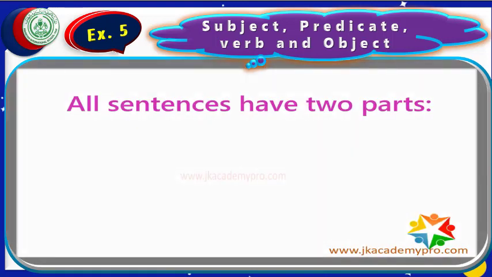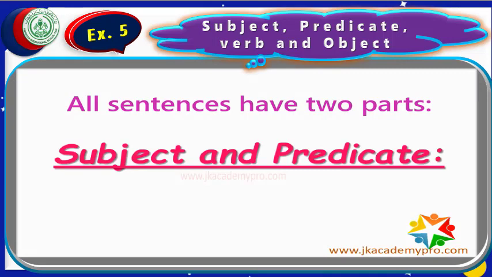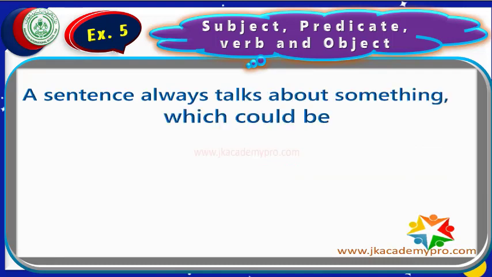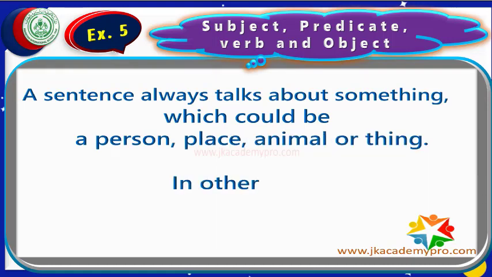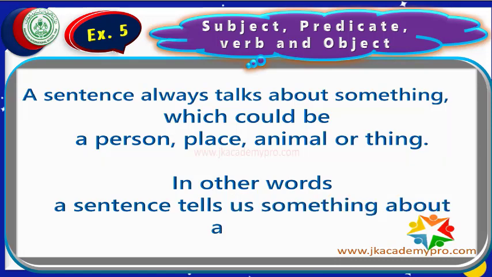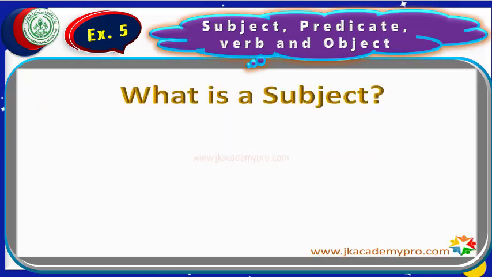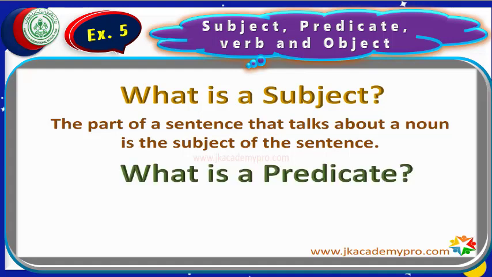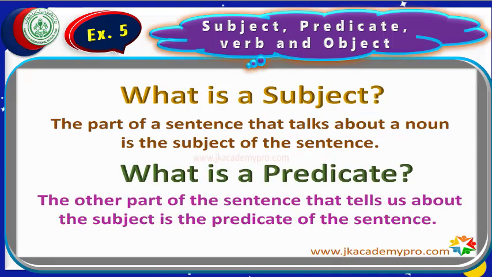All sentences have two parts, subject and predicate. A sentence always talks about something which could be a person, place, animal or thing. In other words, a sentence tells us something about a noun. What is a subject? The part of the sentence that talks about a noun is the subject of the sentence. And what is a predicate? The other part of the sentence that tells us about the subject is the predicate of the sentence.